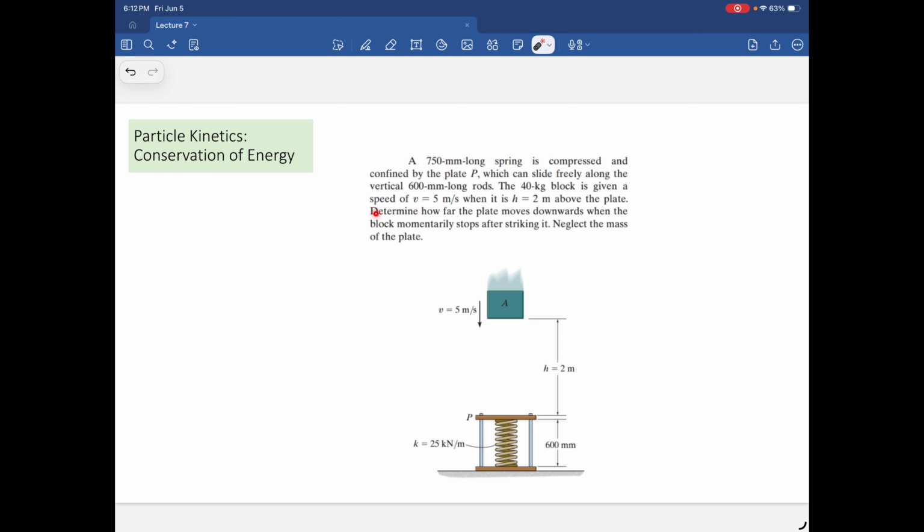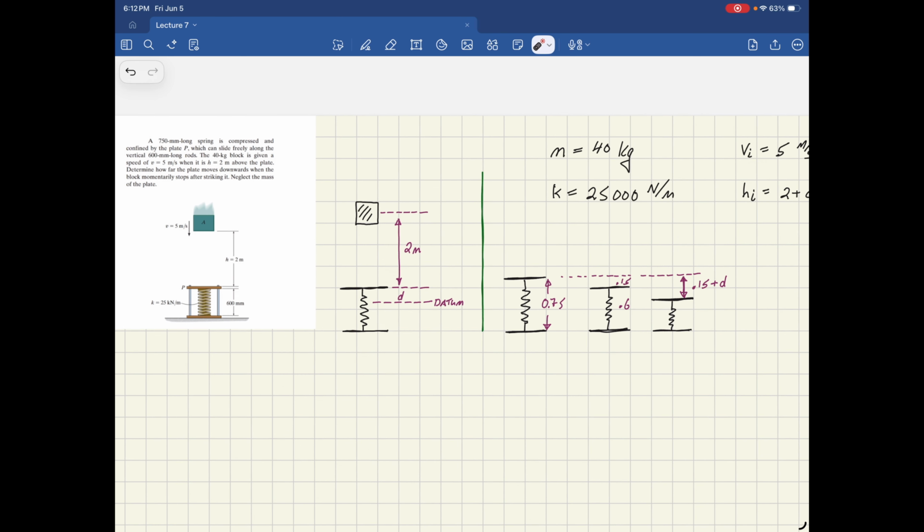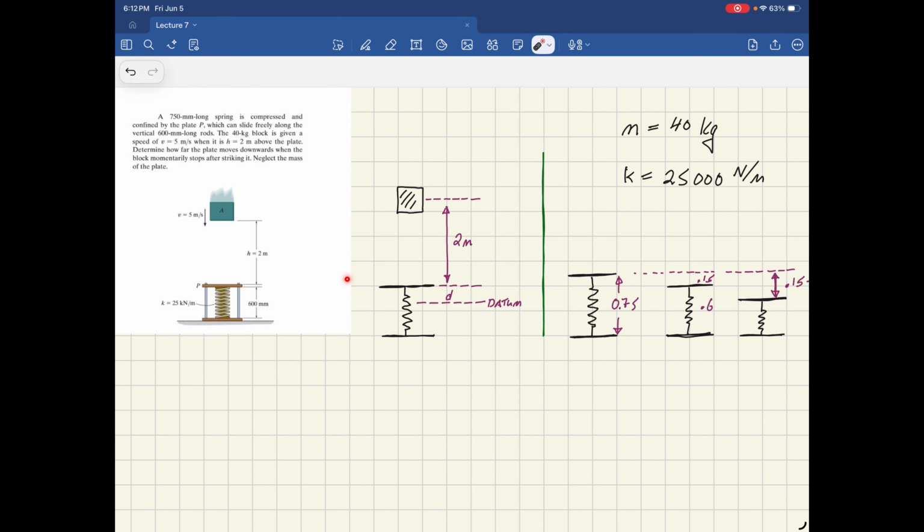We want to determine how far the plate moves downwards when the block momentarily stops after striking it. Because, of course, once it stops, the spring will release and it'll bounce back up. So we're basically stopping time. All right, so let's see what we have here. In my diagram, I'm noting that the problem is looking for this quantity D. The block is going to fall down through 2 meters and hit the plate, and the plate is going to compress an amount D.